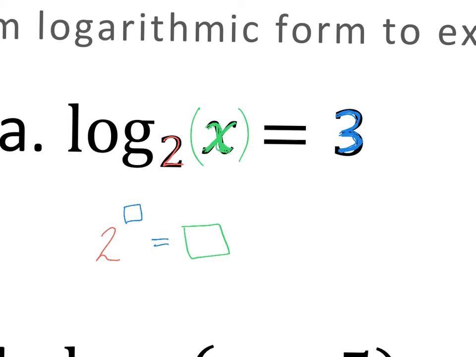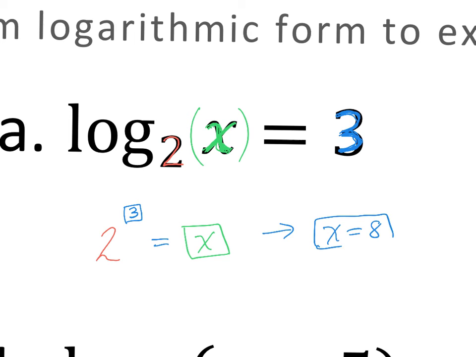So the 3 that was on its own is now going to be paired up with the base of 2. That'll be the exponent now. And the x will be on the opposite side of the equals, which is great because x is alone now. And we know what 2 to the power of 3 is. So we get x equals 8.